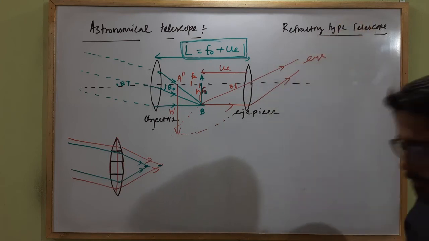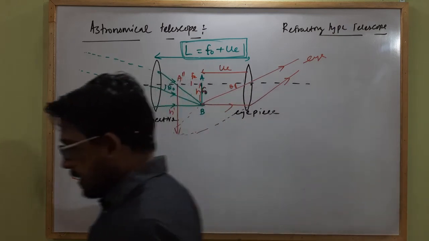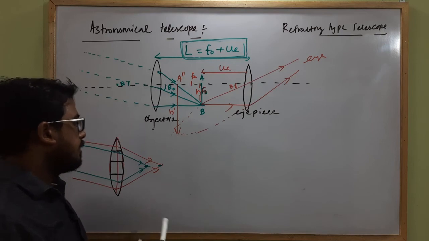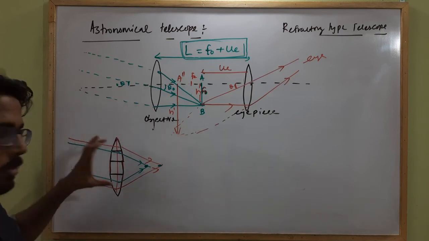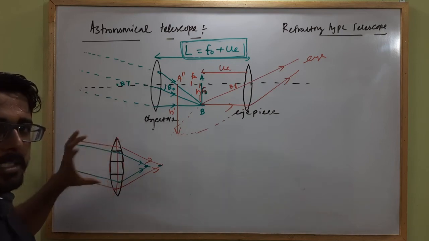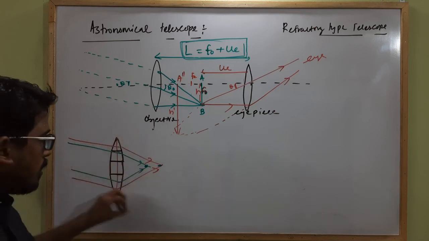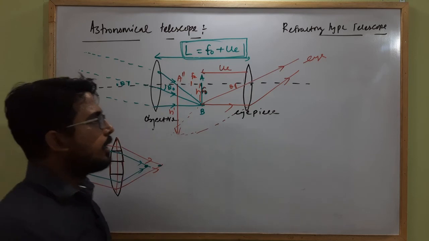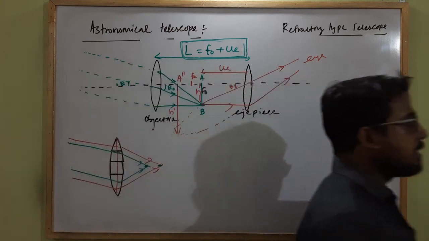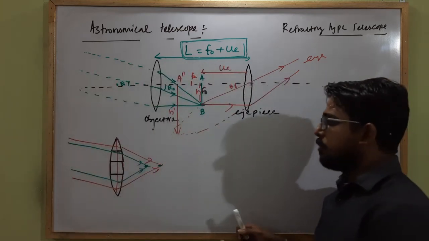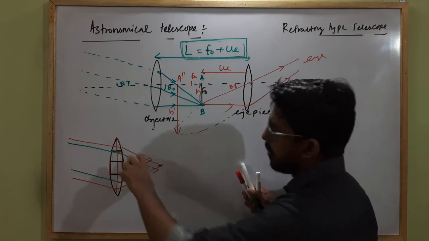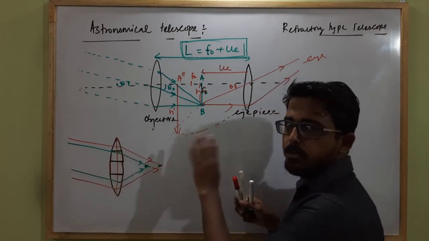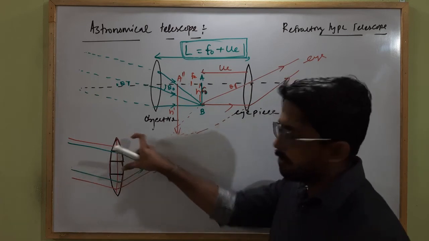That's why scientists developed another type of telescope, known as the reflecting type telescope. You already understood what spherical aberration and chromatic aberration are. To avoid spherical aberration and chromatic aberration, we have to use a reflecting type telescope. But there is another choice: we can decrease the aperture of the objective.